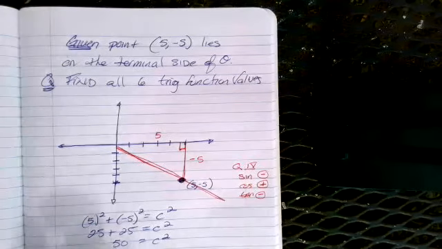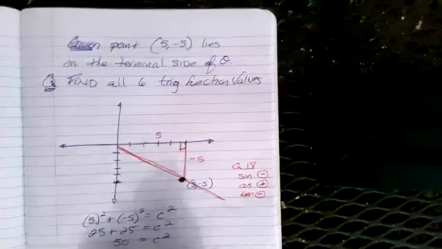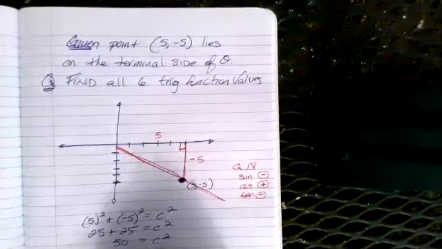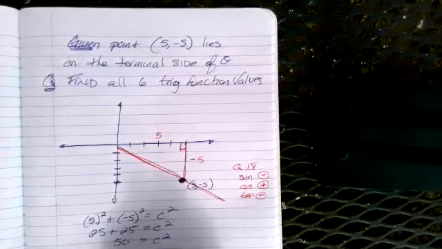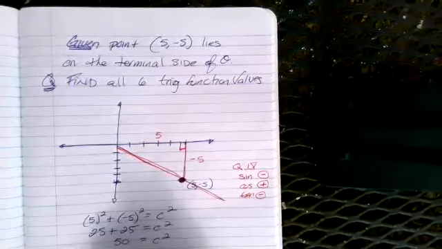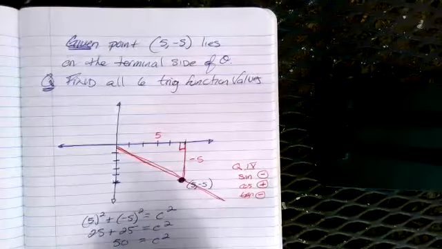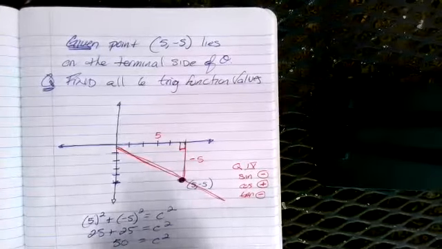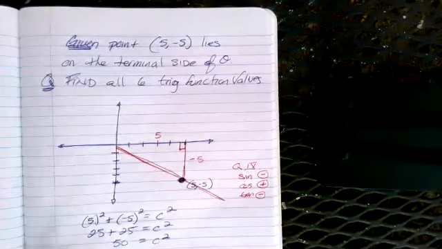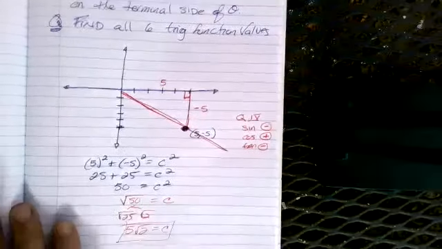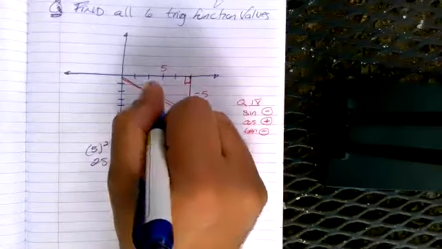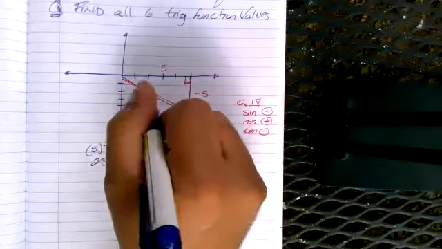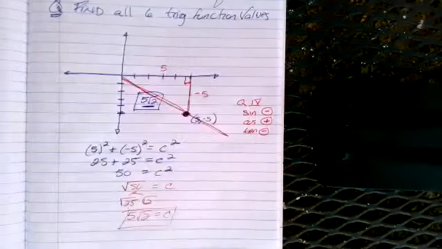So we see using the Pythagorean theorem, we end up getting the square root of 50 is equal to c, and this could be broken up as 25 and 2, or 5 rad 2. So my hypotenuse here is 5 radical 2, I believe.